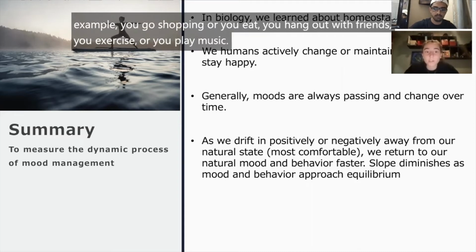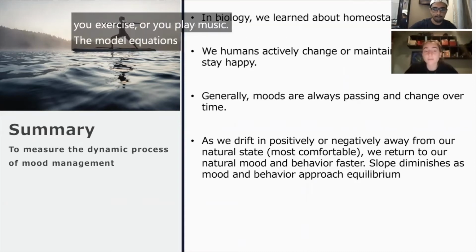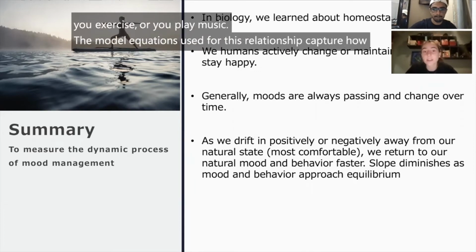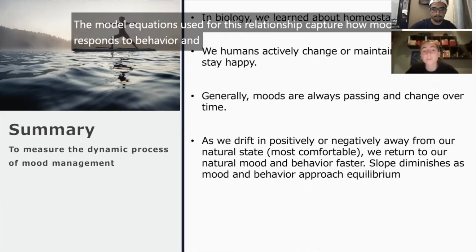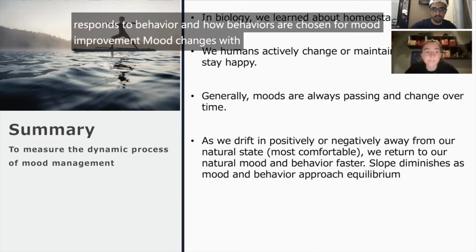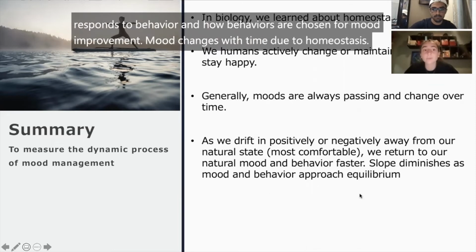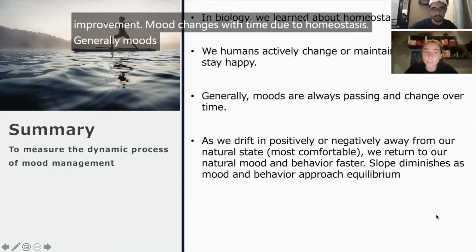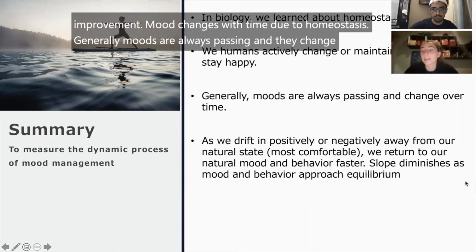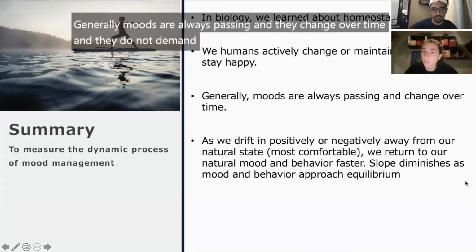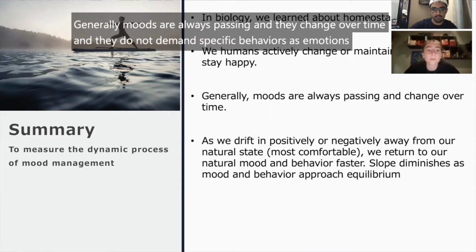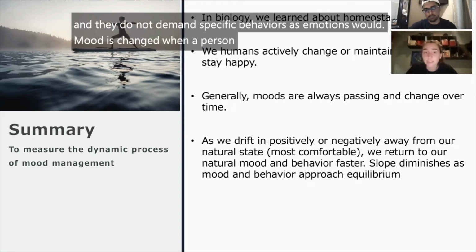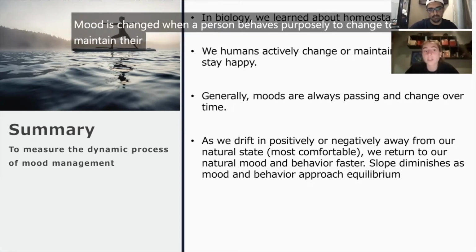The model equations used for this relationship capture how mood responds to behavior and how behaviors are chosen for mood improvement. Mood changes with time due to homeostasis. Generally, moods are always passing and they change over time, and they do not demand specific behaviors as emotions would. Mood is changed when a person behaves purposely to maintain their mood. Thus, behaviors change along with mood over time.